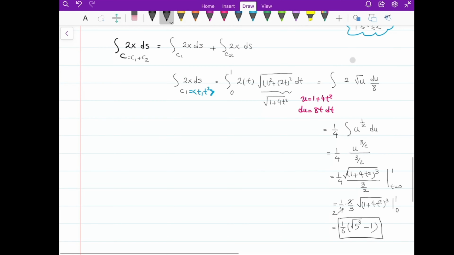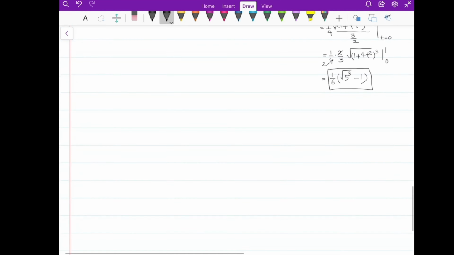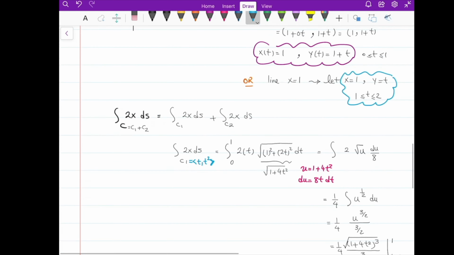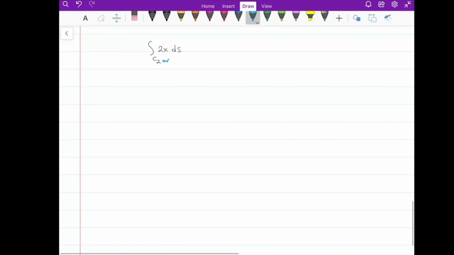Now let me calculate the second one, this one, using these two parameterizations. Okay, so I have the integral of 2x ds over C2. I'm going to use the first parameterization. Let me go up, which is 1 plus t between 0 and 1. So this is 1, and then 1 plus t, and t was between 0 and 1, so 2. Instead of x, I put my parameterization, which is 1.